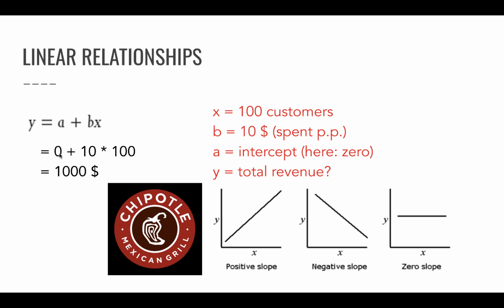So why is the intercept 0 here? Can anyone make any guess on why the intercept is 0? The intercept is 0 simply because if no customers walk in, no revenue is made at the end of the day. So your intercept is always the value of Y when X is 0. If X here would have been 0, then the slope doesn't even matter, because 0 times whatever is always going to result in 0. If no customers walk in, you'll have no revenue.